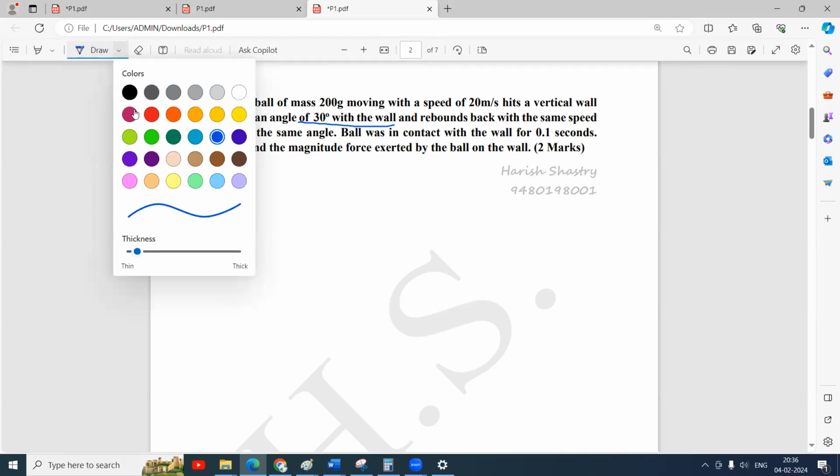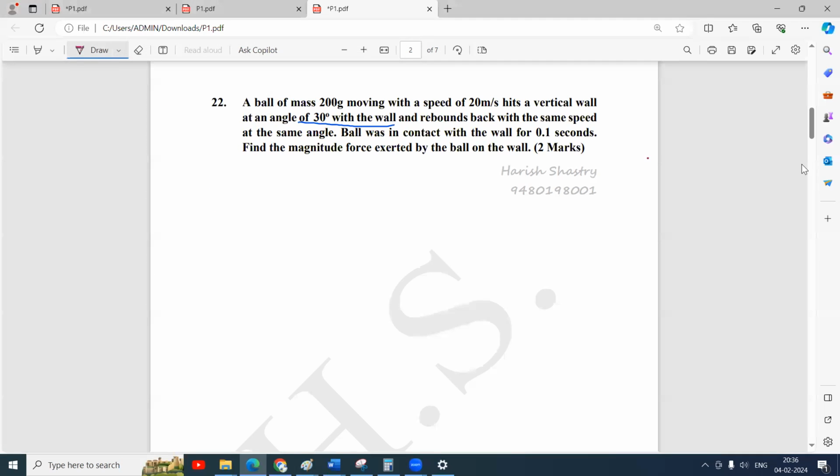So you'll have a small diagram to explain the whole problem. The wall is vertical like this, and the ball is moving like this. It is hitting the wall and rebounding back with the same speed and at the same angle. So if I draw a normal here, they describe this angle as 30 degrees. This is 30. Then this angle will be 60. Of course, you can take any angle to take the components.